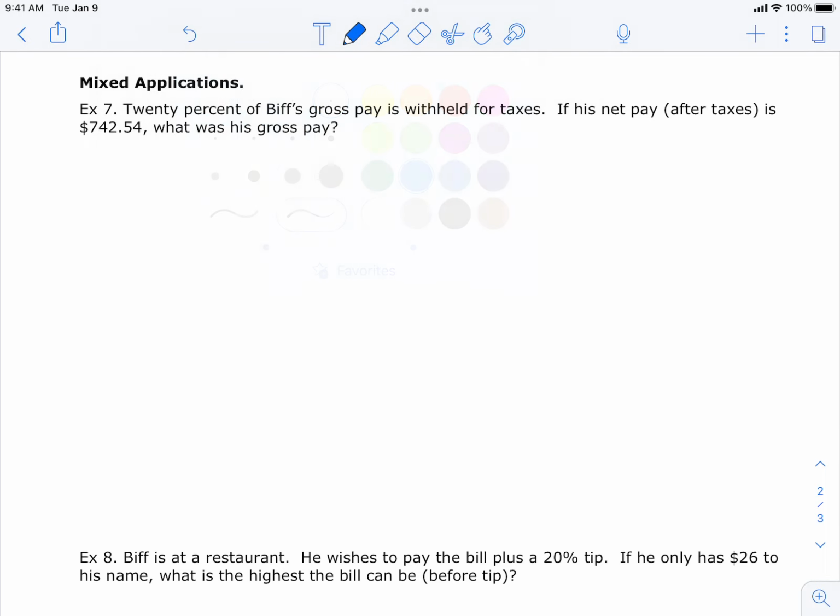Taxes. Now, what gets more real life than that, right? 20% of Biff's gross pay is withheld for taxes. If his net pay after taxes is this much, what was his gross pay?